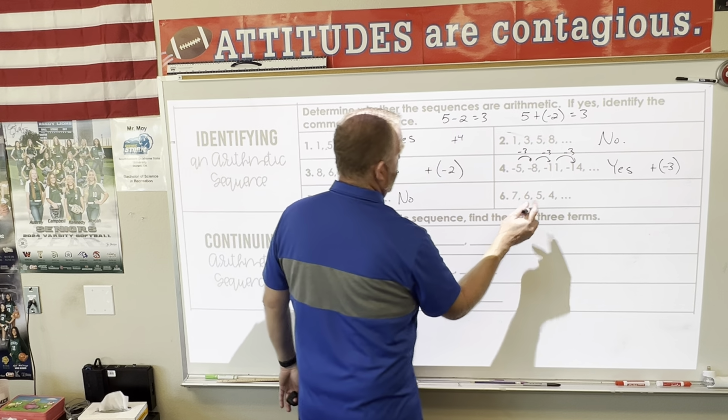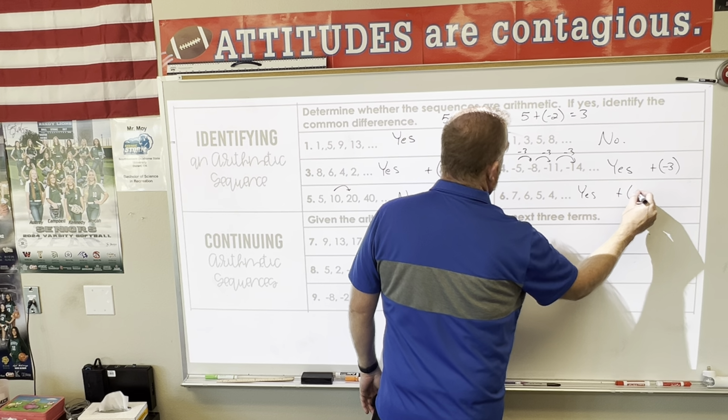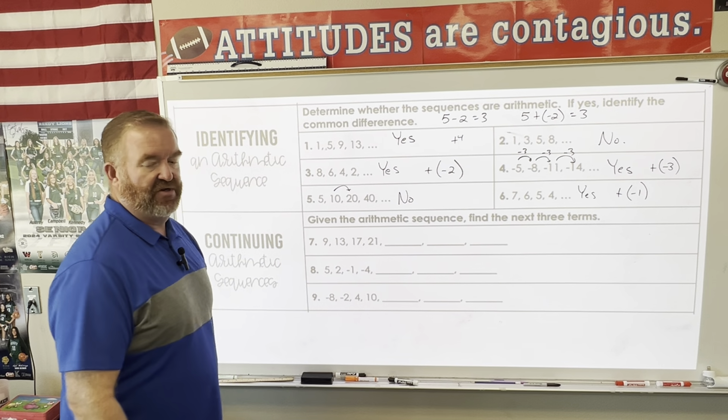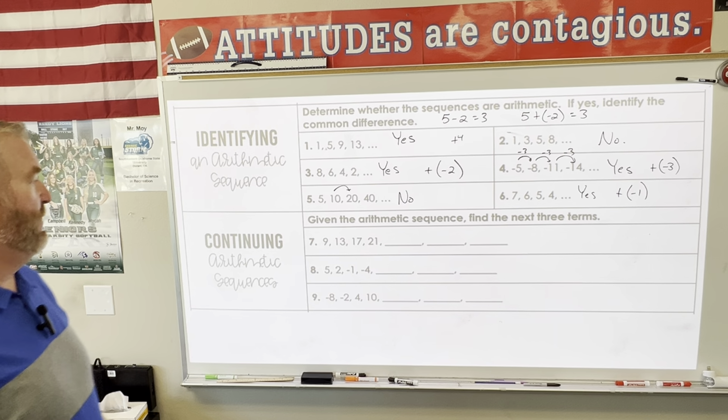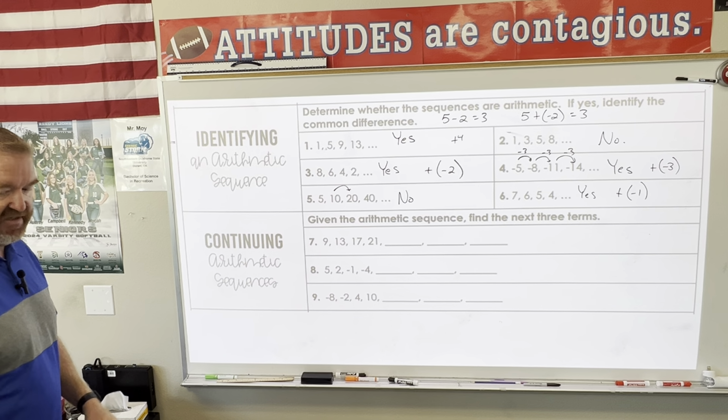All right, what about this one? Yes, what is that? Plus -1. Okay. All right, here we go. Let's do just one of these. Do number 7. Go. What's it going up by? Going up by 4s. Figure out the next 3 terms real quick. I'm not going to pause this one.